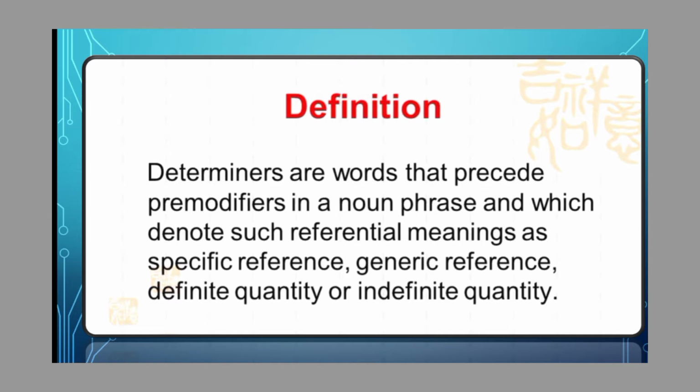So determiners are words that are placed before a noun. It is usually placed before a noun and it should judge the possession of a noun, either it is specific or general, or definite or indefinite. So for this we are using some significant types to identify the determiner.